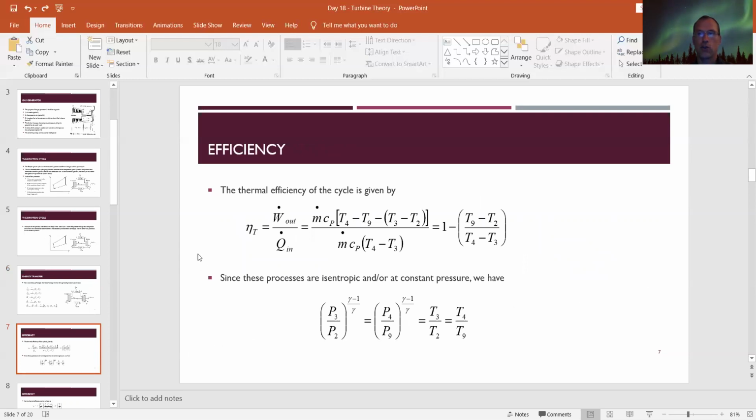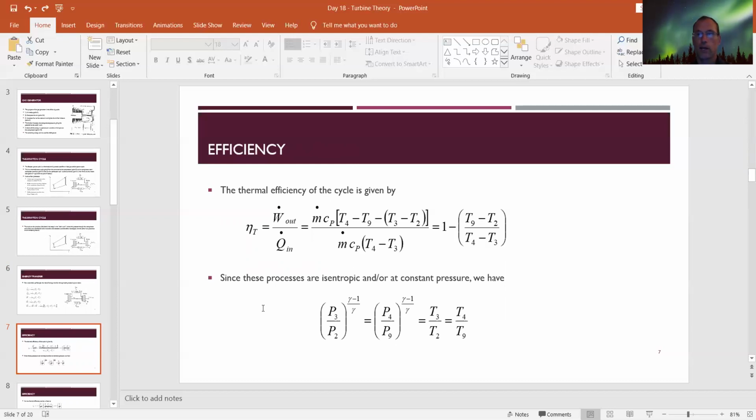You can define thermal efficiency the standard way. So thermal efficiency is work out divided by heat in. And so the work out, as we saw from the previous slide, is m dot Cp (T4 minus T9) minus (T3 minus T2). And then Q dot in, as we saw going into the combustion chamber, is m dot Cp (T4 minus T3). M dot Cp is going to cancel out. I have a T4 minus a T3 up here, so those can cancel out and just get a 1. Then what's left over on top is a minus T9 and a minus minus T2. So I have 1 minus (T9 minus T2) over (T4 minus T3).